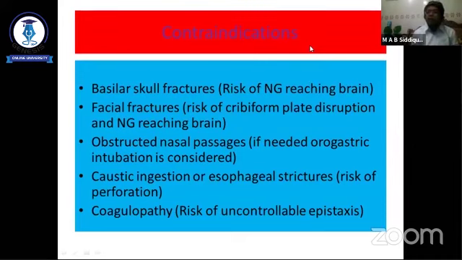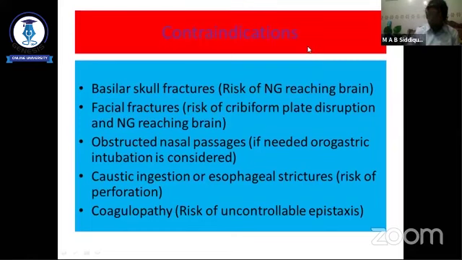if the patient has DNS or some other problem, like hypertrophic inferior turbinate, you look at the nasal orifice for the most opening, the widest side. You introduce it through the widest side of the nasal orifice. And in case of caustic injection, corrosive injection or esophageal stricture, it is contraindicated to introduce an NG tube because there is a chance of perforation. And coagulopathy, uncontrolled epistaxis are also contraindications. Uncontrolled bleeding may happen due to trauma.